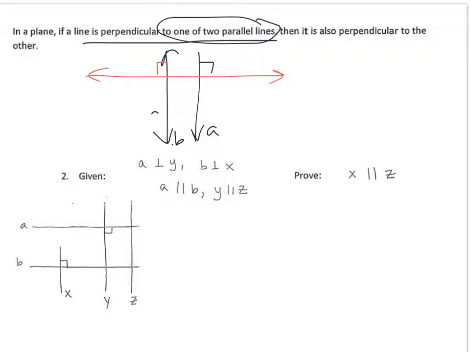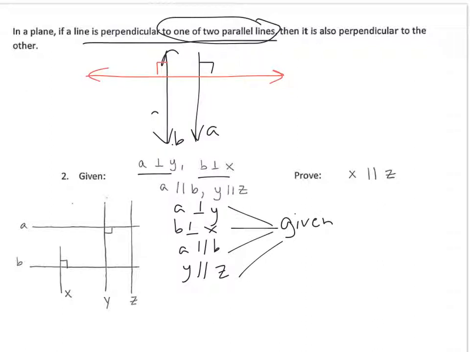Number two, another proof. So in a proof, you write the givens. A is perpendicular to Y, given. B is perpendicular to X, given. A is parallel to B, and Y is parallel to Z. This is all given. Prove X is parallel to Z. So that's going to be our very last line. Probably should have left a little bit of room.